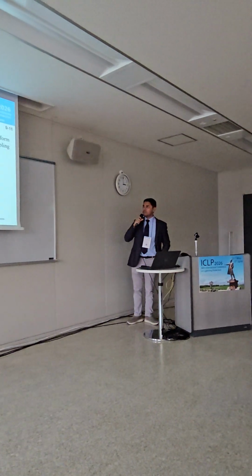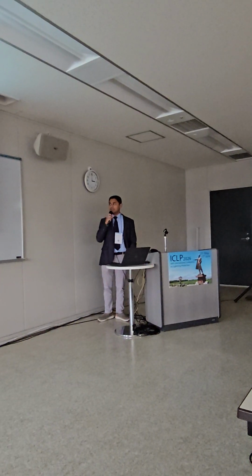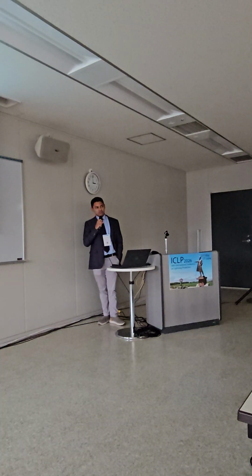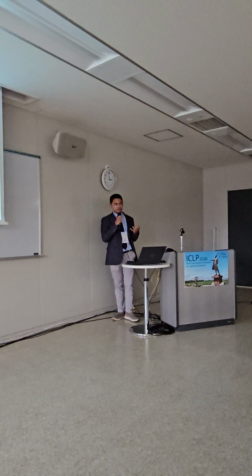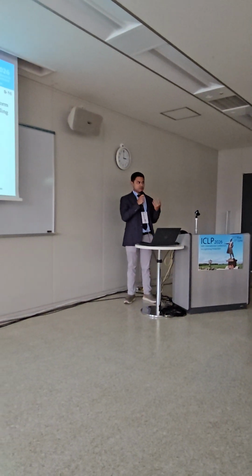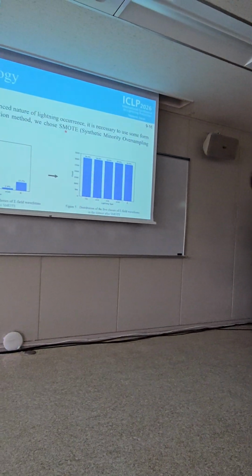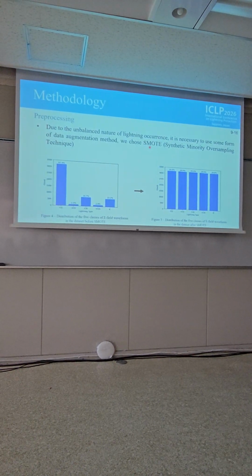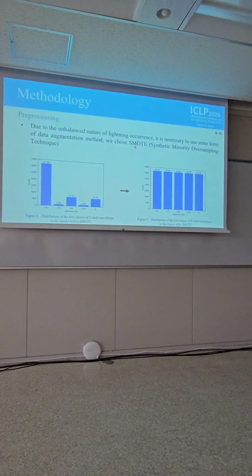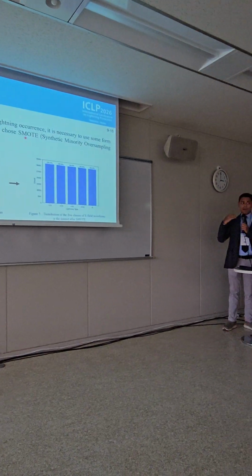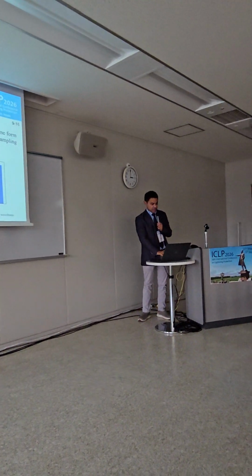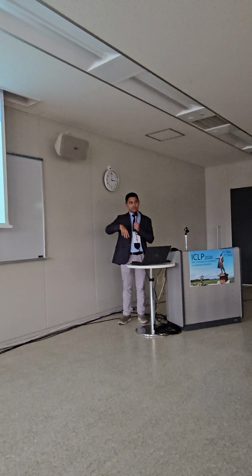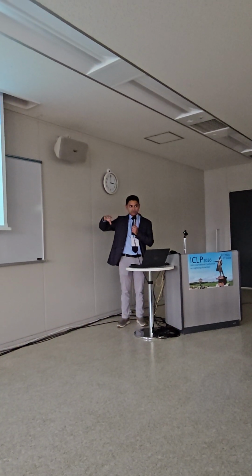Another technique that we apply in this study is to balance the data set. The usual single-station lightning data set is not balanced because of the physics of lightning flashes. Most lightning is negative CG, and we have very few positive CG. So we need to balance the data set, and we use the SMOTE technique to do that, so we can train the model with the same amount of data in all classes.